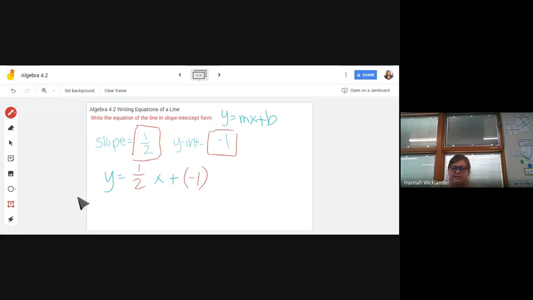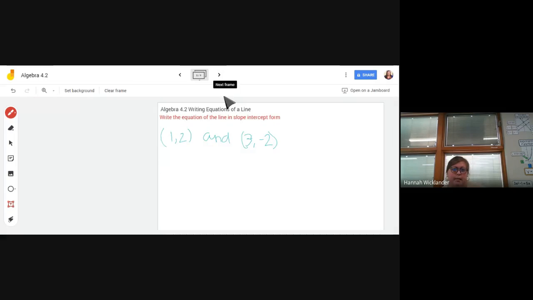And once again, I can leave it like this, or I can write it as y equals 1/2 x minus 1. So that is, I think, the first maybe 8 problems on the assignment is doing this. So writing an equation in slope-intercept form given the slope and the y-intercept.